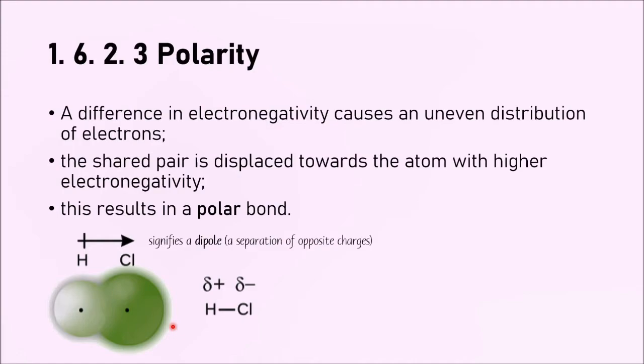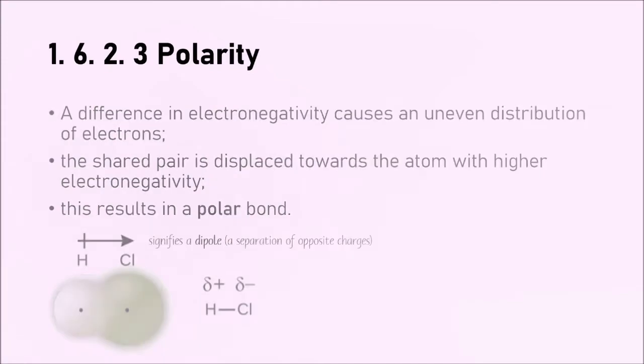So even though this is a slight charge, it's not full, remember. That's why we use delta. It's still a difference in charges. They're still separated. That's why we have a pole. And a dipole is this separation of them. And this arrow just shows this dipole. The arrowhead itself will be pointing towards the negative side, and then this vertical line will be on the positive side, okay? So that's the idea of a polar bond.